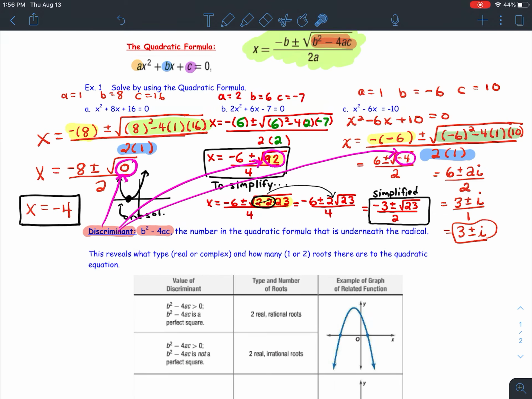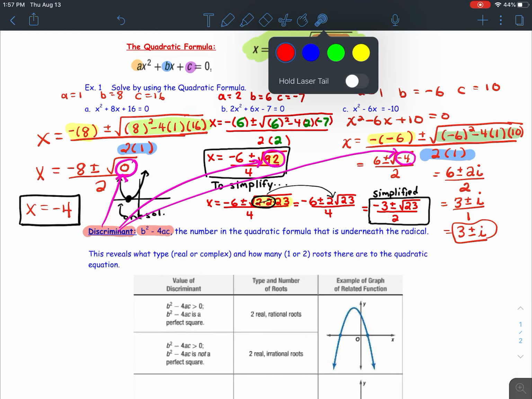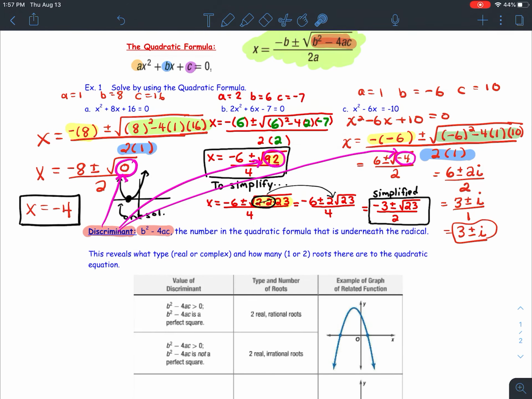Now, what is the benefit of just knowing the discriminant? Because if you only know the discriminant, that's not enough to tell you what the full solution is. But here's what the discriminant will tell you. It will tell you how many solutions you can expect to get. Okay, and your options are you're either getting 2 solutions or 1 solution. And then it will also tell you whether those solutions are going to be real numbers or whether they're imaginary numbers. For example, let's just look at this one here.